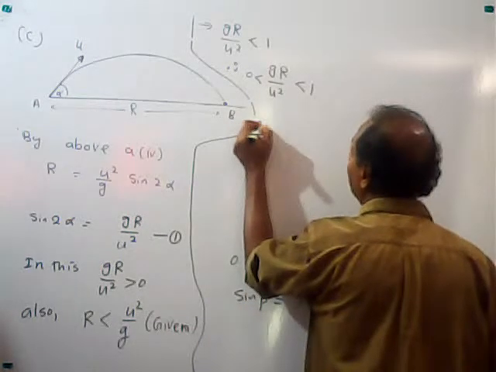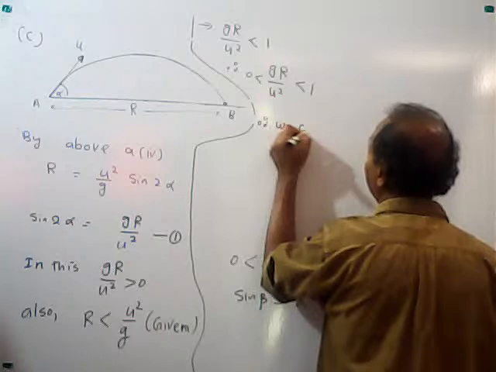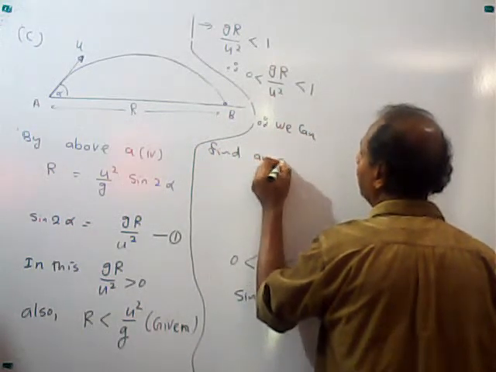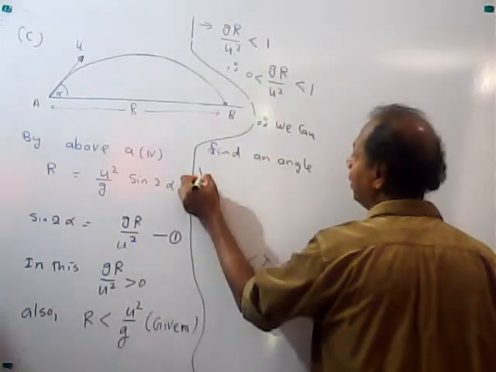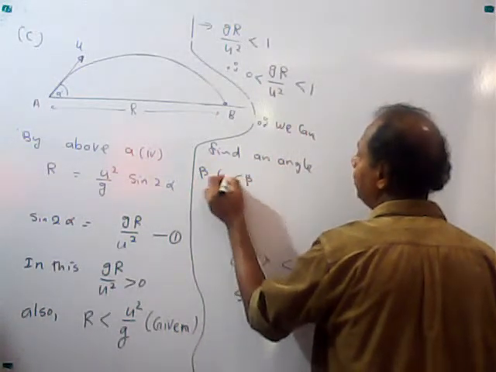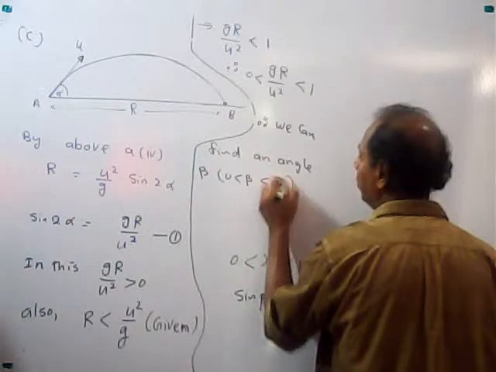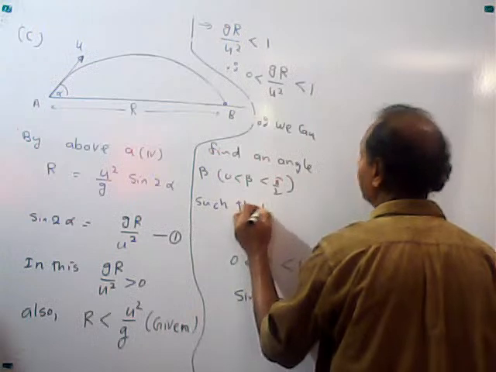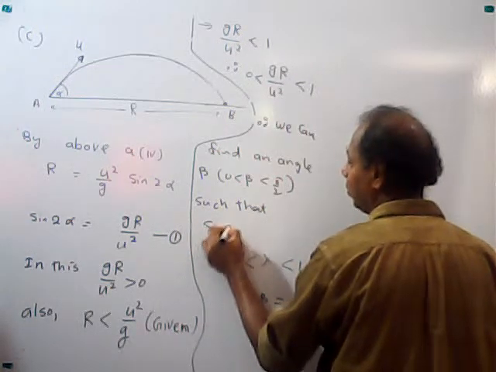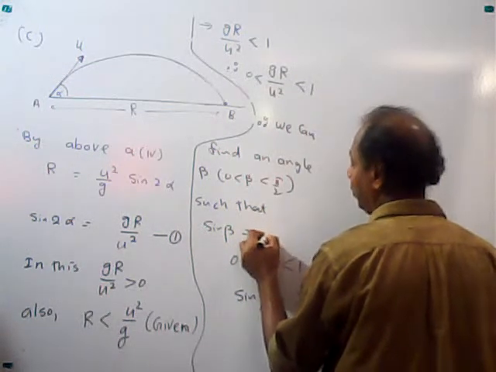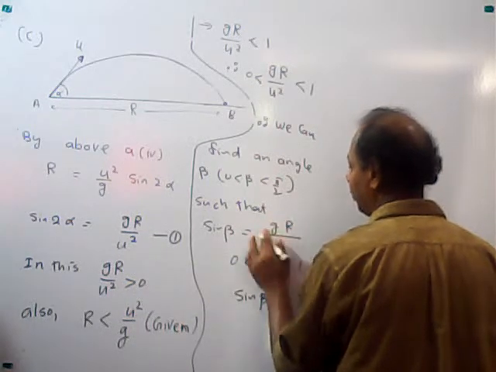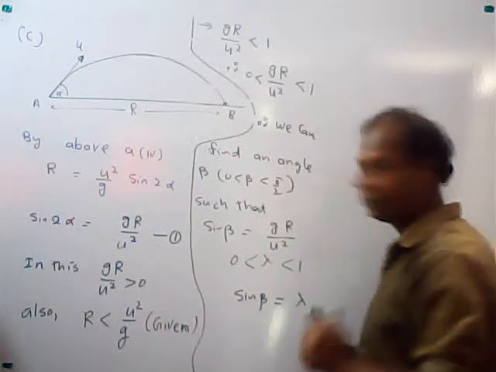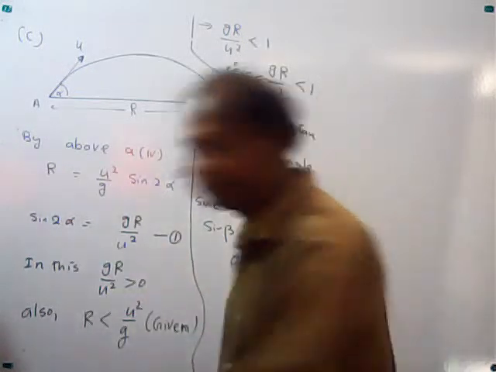Therefore, we can find an angle beta between 0 and pi by 2, such that sine beta is equal to gr over u square. This part is equal to sine beta.